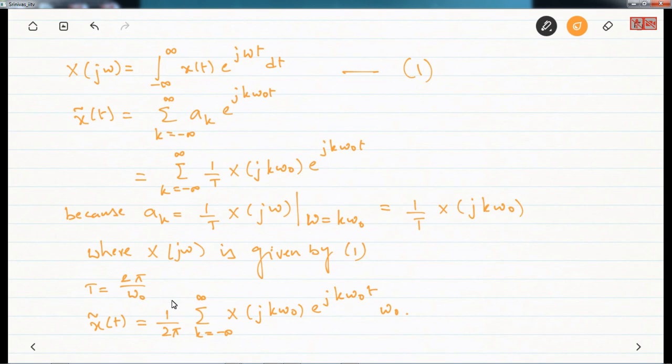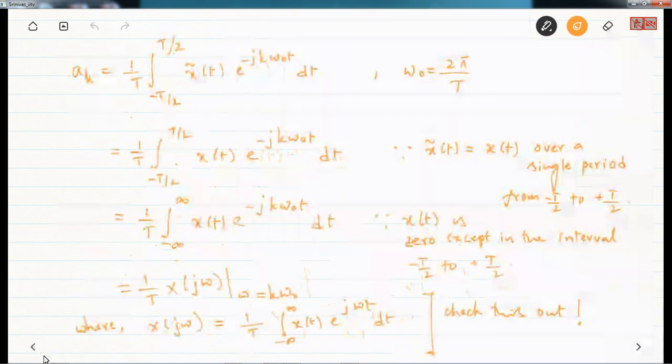So what we did was, we are given a signal x of t which is aperiodic and of finite duration. x of t is non-zero only from minus t1 to plus t1. From that x of t, we constructed a signal x tilde of t. So let's go back here.